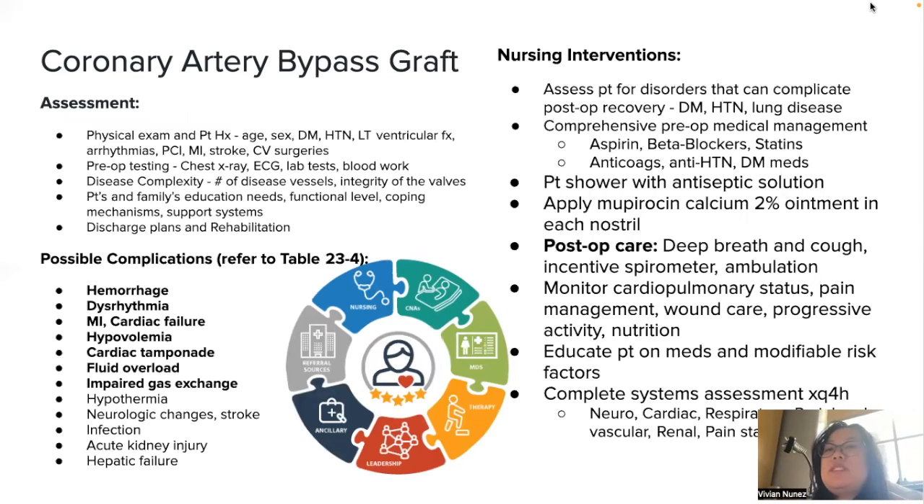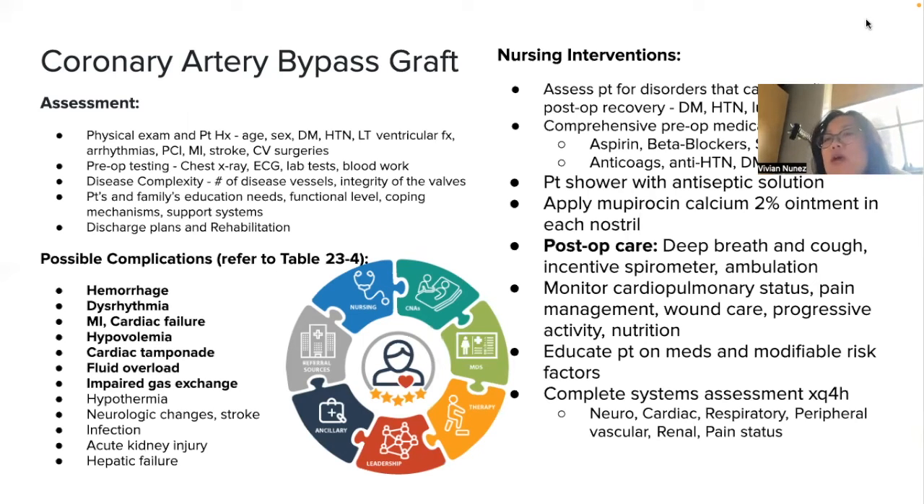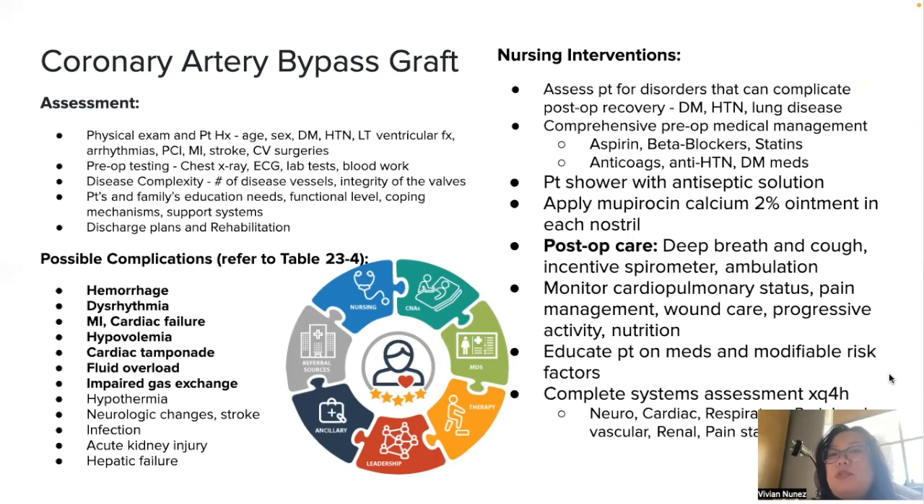In terms of assessment, we would have to do a physical assessment on the patient and look at their clinical history. The main age group for CABG would be geriatric patients, senior patients. They also tend to have comorbidities. They might be diabetic, they might be hypertensive, they might have decreased left ventricle function. We have to look into their past surgical histories too, like cardiovascular surgeries or maybe PCI, and check if they're at risk for strokes or myocardial infarctions.